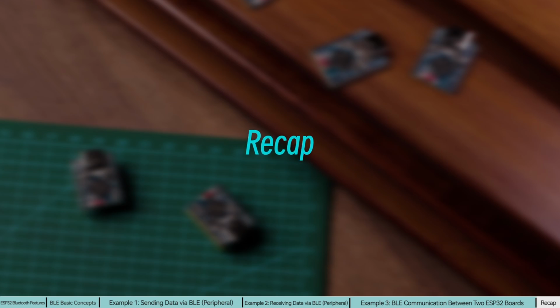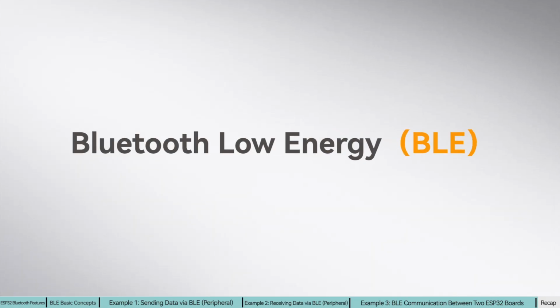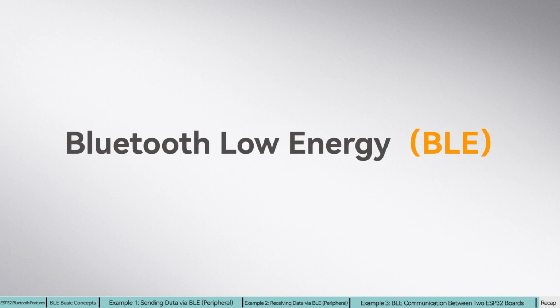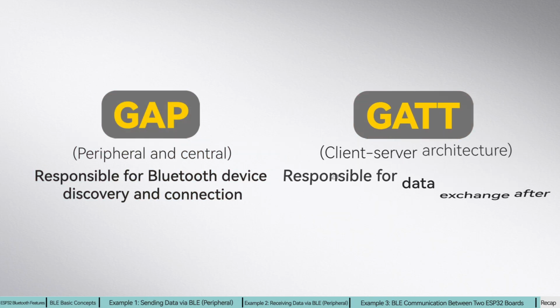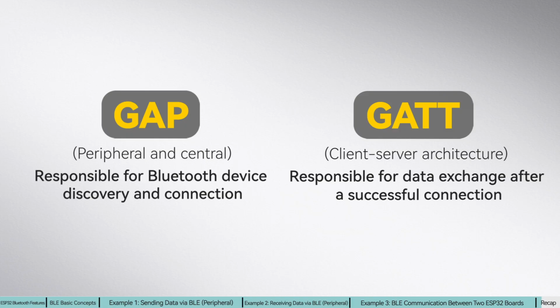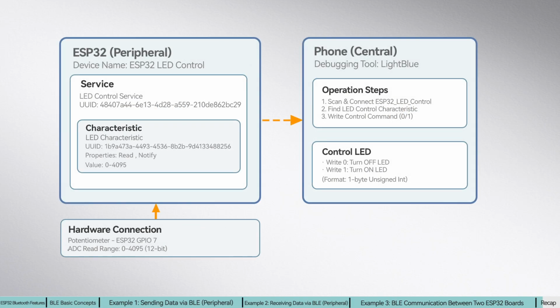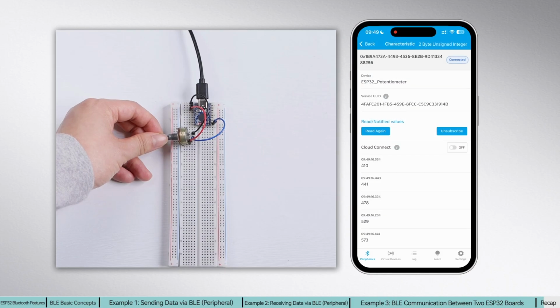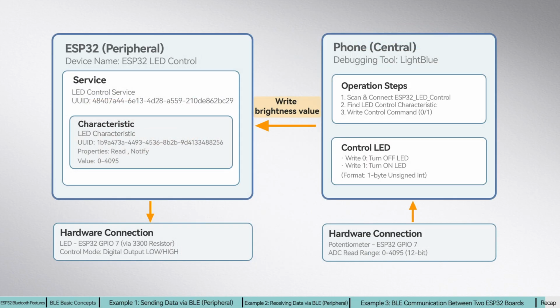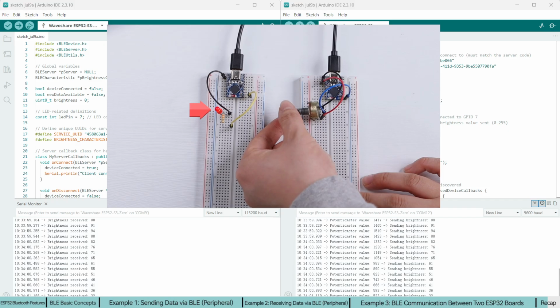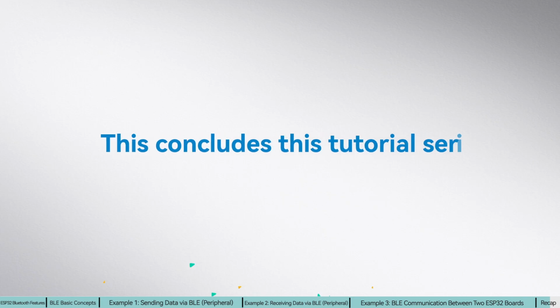Well, that's it for this lesson. Let's quickly recap. We learned the basic concepts of BLE. GAP handles connection management. GATT defines data structures. We learned how to set up a BLE peripheral to send sensor data to a phone. We learned how to receive BLE data to control hardware. Finally, we implemented BLE wireless communication between two ESP32 devices. This concludes this tutorial series.